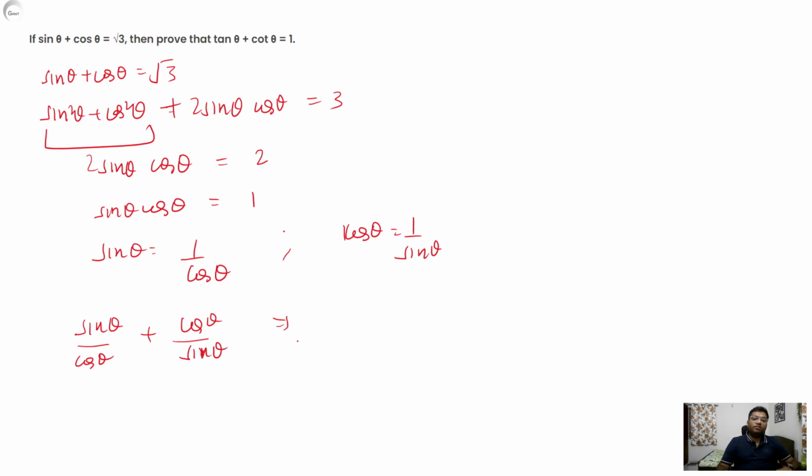So we take the LCM and everything. So what do we get? Sine square theta plus cos square theta whole upon sine theta cos theta. Now sine square theta plus cos square theta is 1.